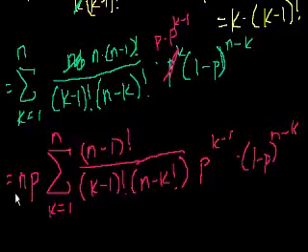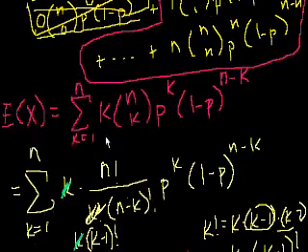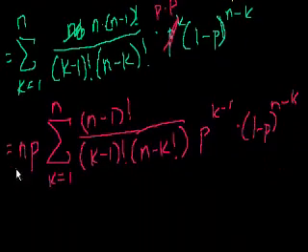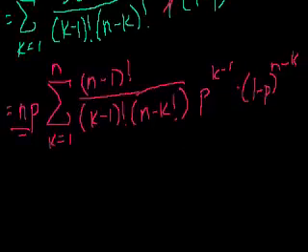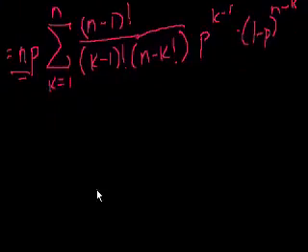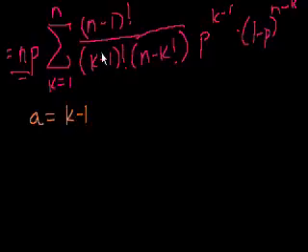And we're close. Remember, we want the result that the expected value of our variable should be equal to this. So we'll be done if we can just show that this whole thing here equals 1. And to do that, I'll make a simplifying substitution. Let's say that a is equal to k minus 1, and that b is equal to n minus 1.